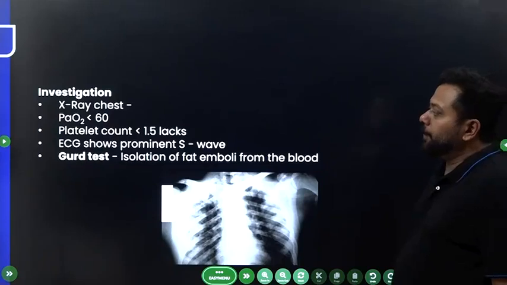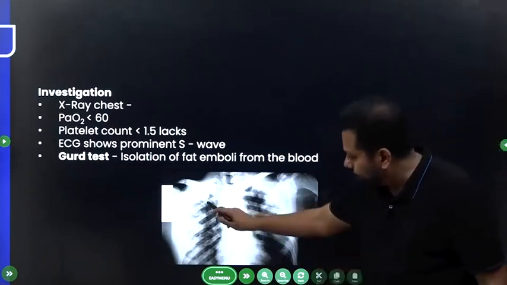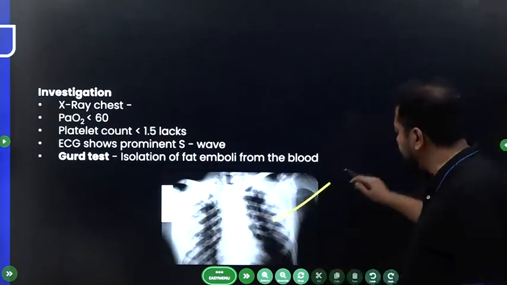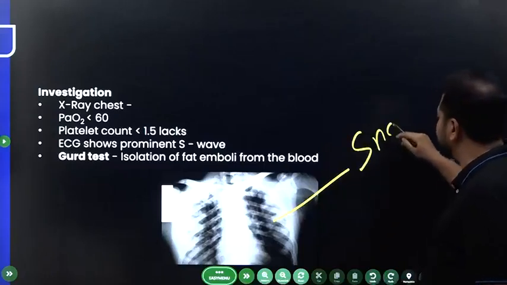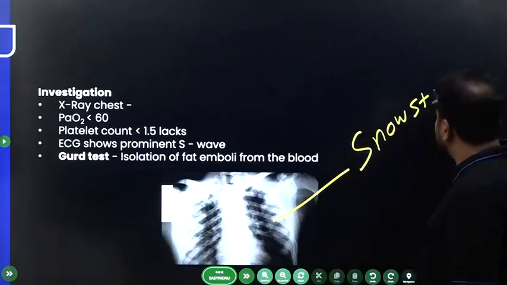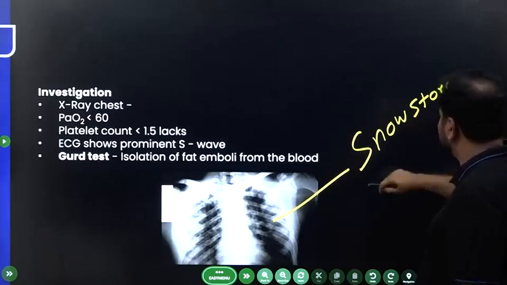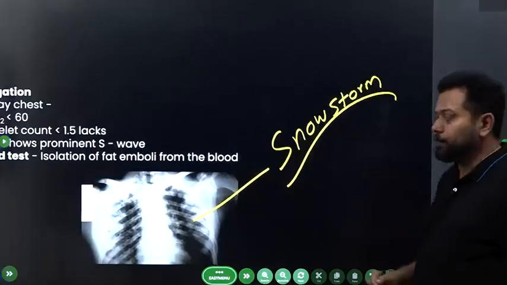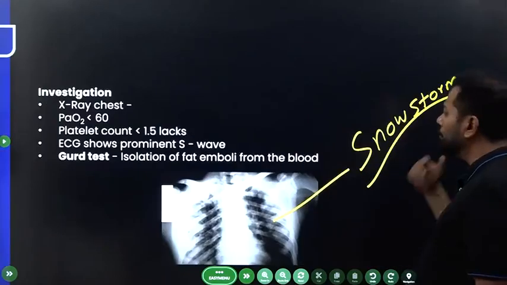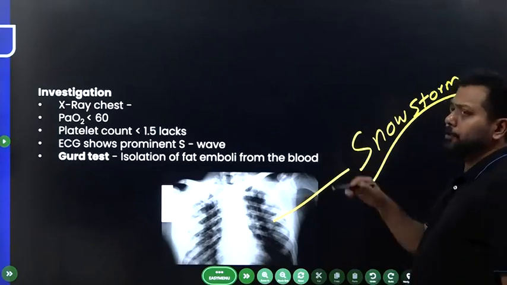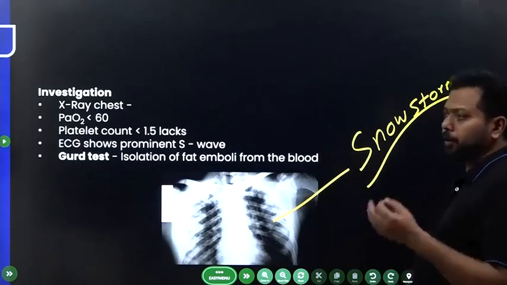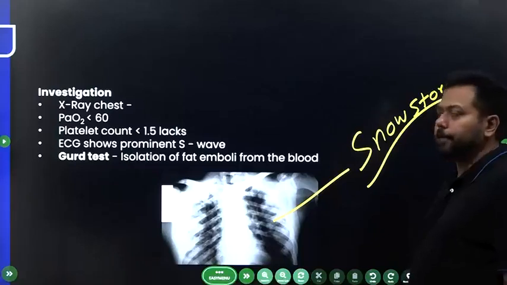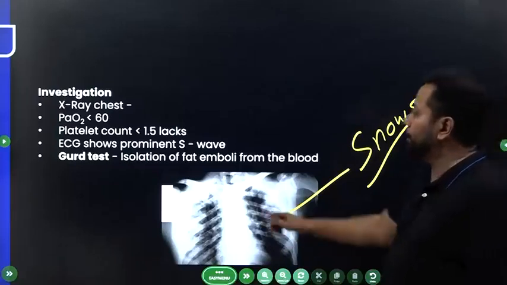Then coming to investigation, X-ray shows, you look at this X-ray here, a haziness. This is called snowstorm appearance. Oxygen saturation will go below 60. Platelet count, thrombocytopenia will be there. ECG shows a prominent S wave.